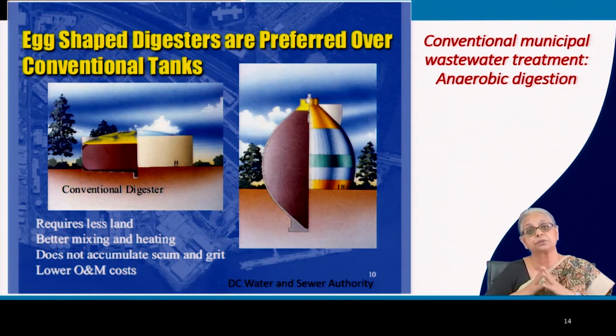The third point is it does not accumulate scum and grit. And the other thing is that because of the shape of the digester, again, the operation and maintenance costs are extremely low compared to the conventional digester. So in conventional digesters, you have to periodically empty out the scum and grit that accumulates at the bottom. So you have a downtime for the reactor. You have to have people who are capable of dealing with this kind of material. They have to be trained to be able to go in and clean up the reactor. So those result in high operation and maintenance costs.